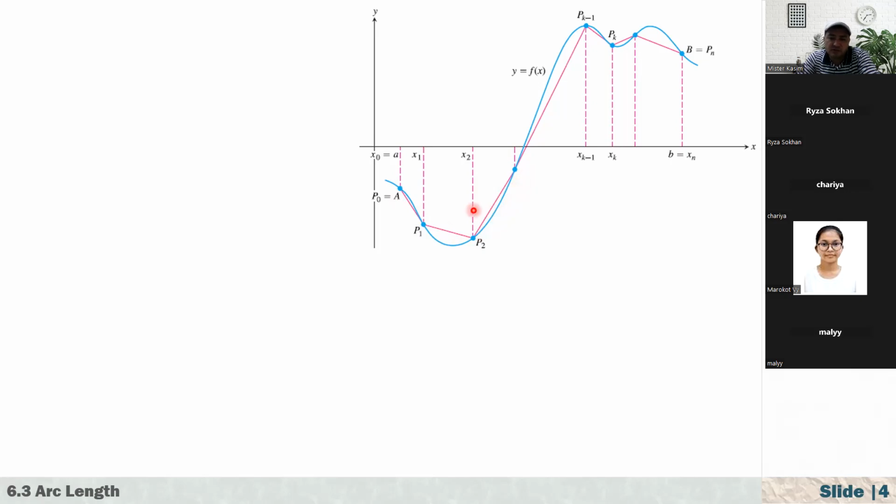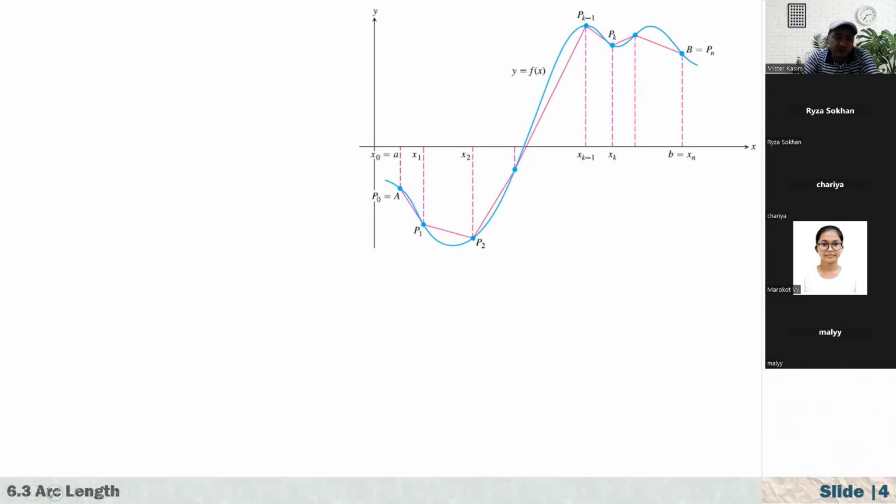To answer this question, we have to know the length of this curve, which is given by the function y is equal to f of x. Again, this idea is based on the Pythagorean theorem. If you remember, in a right angle triangle, a squared plus b squared is equal to c squared.